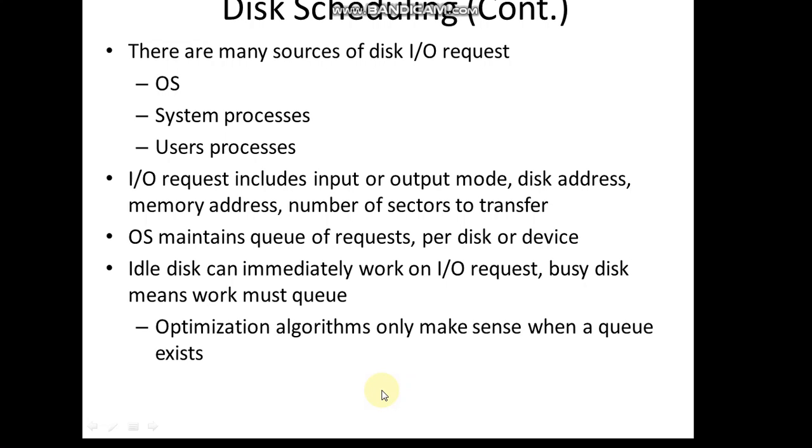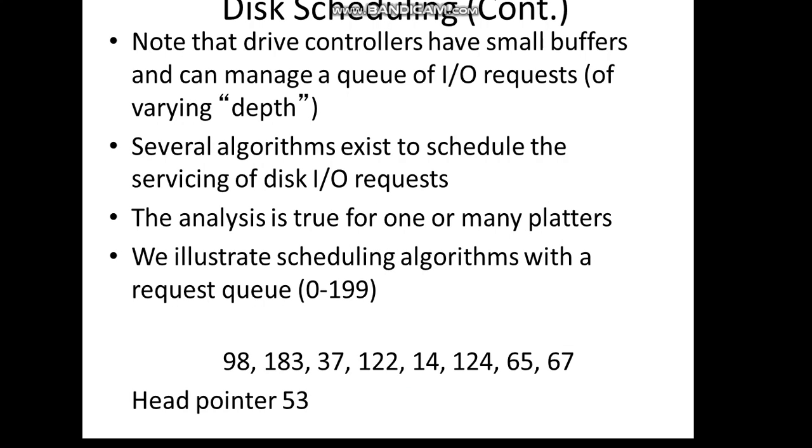An idle disk can immediately work on an I/O request. If there are already certain requests for that particular device or disk, then we call it a busy disk, and it maintains a queue. We are supposed to use optimization algorithms so that, when a queue exists, the order in which the requests in the queue are processed is decided by the disk scheduling algorithm. So now we'll go for the example here.